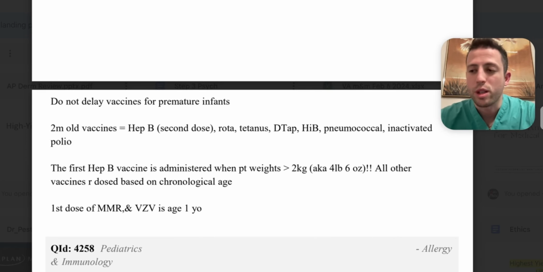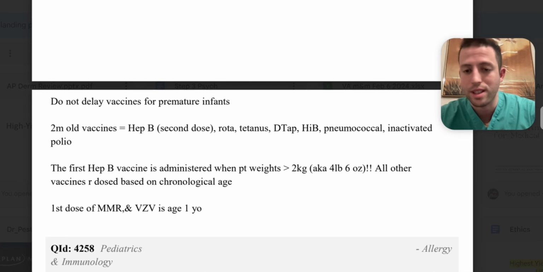All right, a common question that students miss is, should I still give vaccines to premature infants? And the answer is yes, you do not delay vaccines for preemies. So your 2-month-old vaccines, you have to know these, is the hepatitis B second dose, rotavirus, DTaP, Hib, pneumococcal, and inactivated polio. And so the first Hep B vaccine is administered as soon as the patient weighs over 2 kilograms, which is 4 pounds, 6 ounces. All other vaccines are dosed based upon chronological age. And just as a reminder, the first dose of the MMR and VZV is going to be at 1 year old.